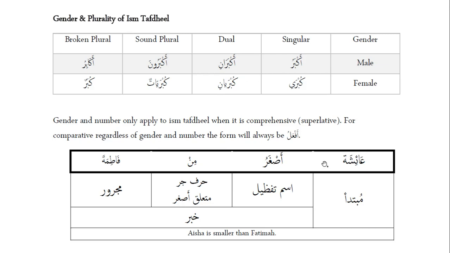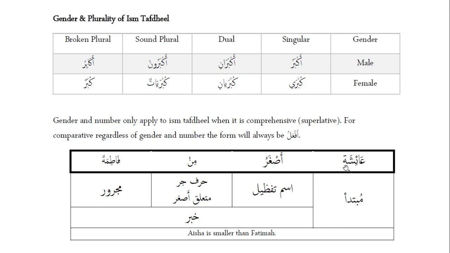So Aisha asgharu min Fatima, which translates to Aisha is smaller than Fatima. And in this case, asgharu, it's not feminine, right? It's not on this pattern. It's not like usghar. We would see it on that pattern if this was a comprehensive setup. But rather, it's comparative. So we don't have to worry about the gender of this. It doesn't matter.